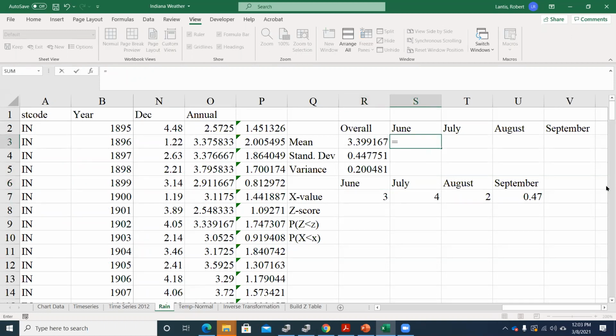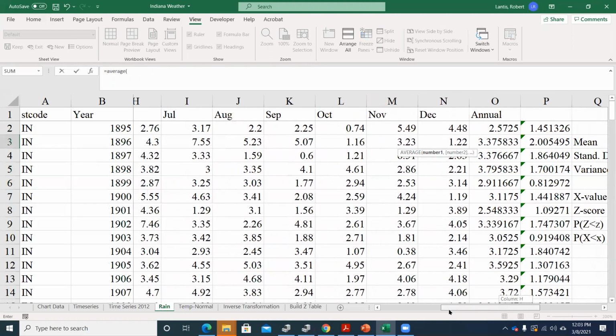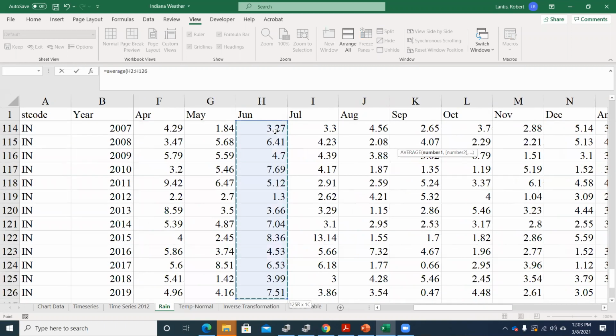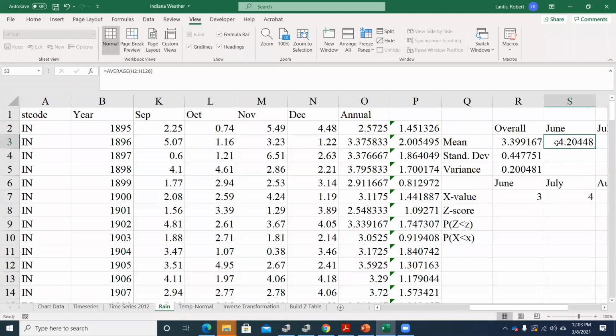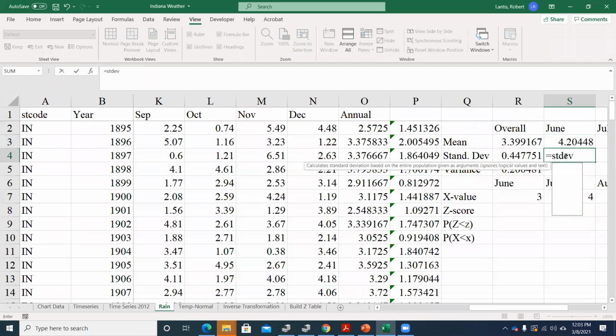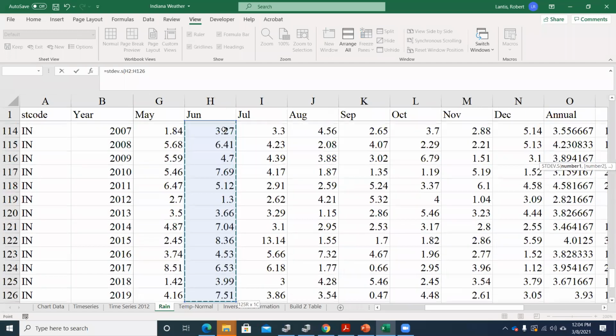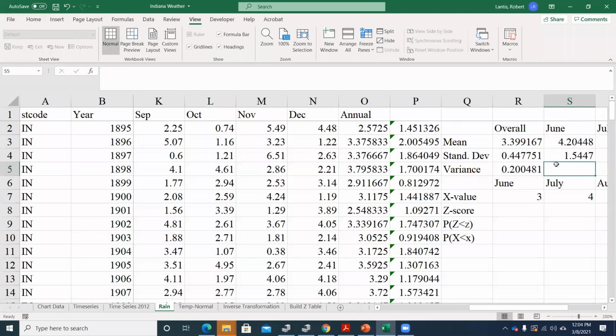So I could do this for June. I could take the average from June rainfall. So I go back here, select the entire column of June rainfall. You see the mean is a little bit higher than across the whole year. I could then also do standard deviation. Scroll back a little bit. Grab June rainfall. And then, same idea, I could square that standard deviation to get my variance.